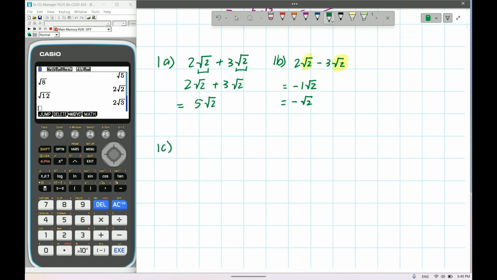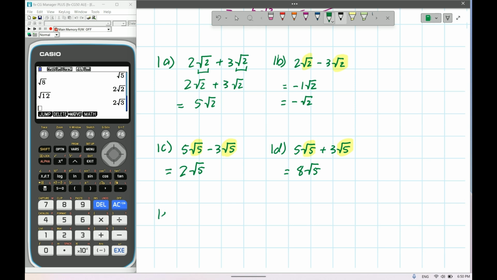1c. So you've got 5 root 5 minus 3 root 5. Once again, because this part and this part are the same, you can just do the 5 and the minus 3. So the 5 and the minus 3 would become 2 square root 5. Cool. 1d. Same idea. Because these two things are the same, you can just add up the 5 and the 3. So you get 8 root 5. Cool.